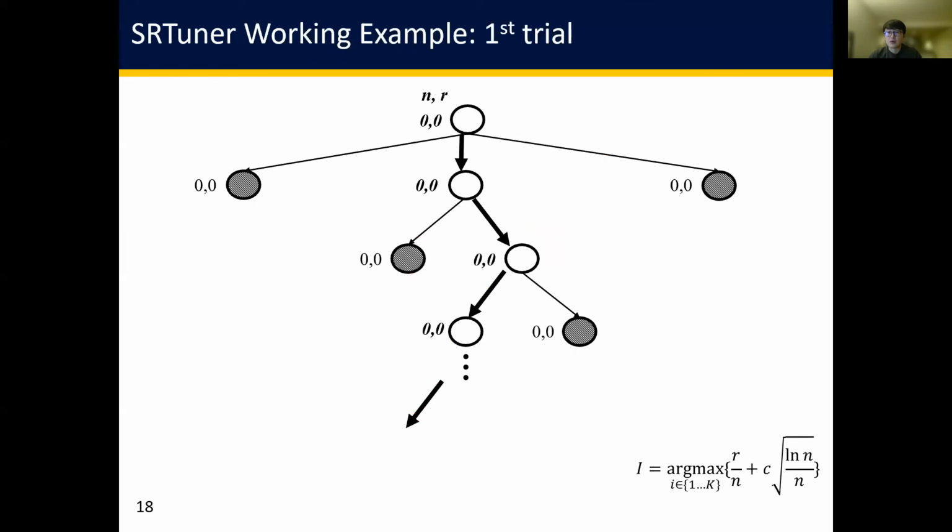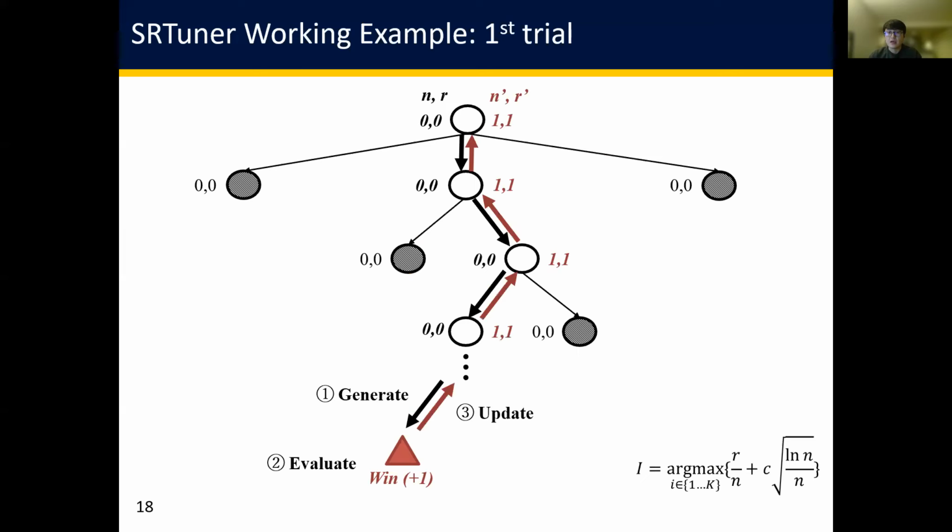Let's take a look at the working example. When a tuning process starts, there is no information to exploit. Therefore, it randomly samples any configuration. When it reaches the leaf node, a full set of combinations will be generated. Then, the tuning framework will evaluate the corresponding compiler setting and update the contributed nodes accordingly.